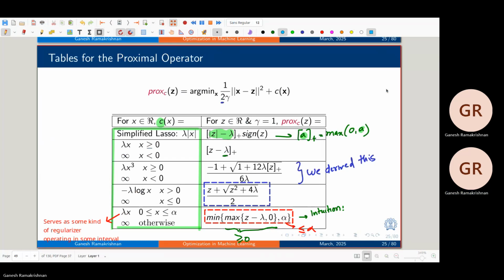Okay. So look at also how these are very intuitive. The same thing here, lambda x. The moment there's a lambda x, I'm shrinking by lambda. And then clipping it so that I look at the positive part, because x should be greater than or equal to 0. But all of this you can derive, like we derived the third row.